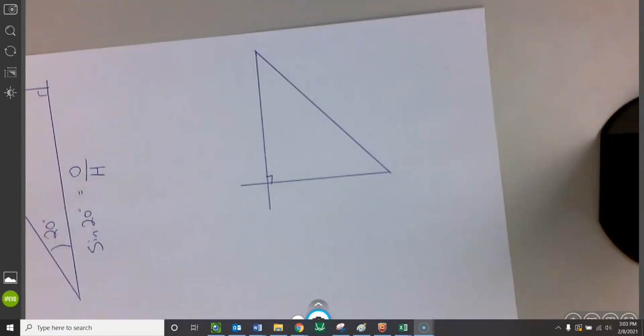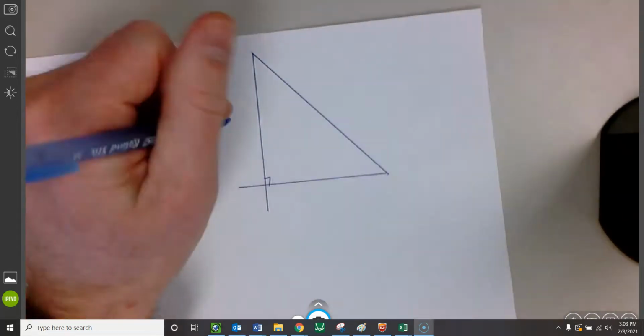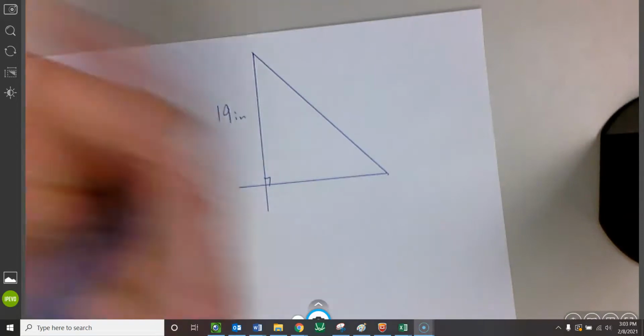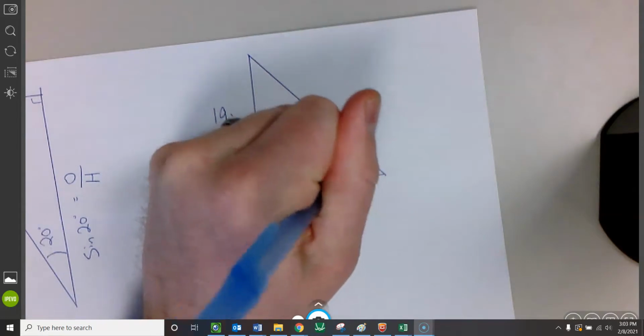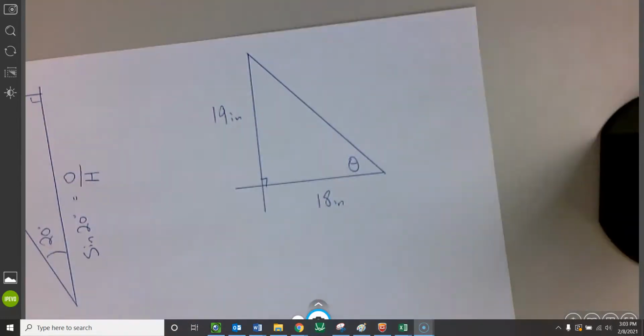So what if I gave you the two sides to begin with? Let's say this is 19 inches and this is 18 inches. And I actually wanted to figure out what the angle is. We haven't done this yet, and we're going to do a whole section on it, but for right triangle trigonometry purposes, I think we can jump ahead just a tiny bit.